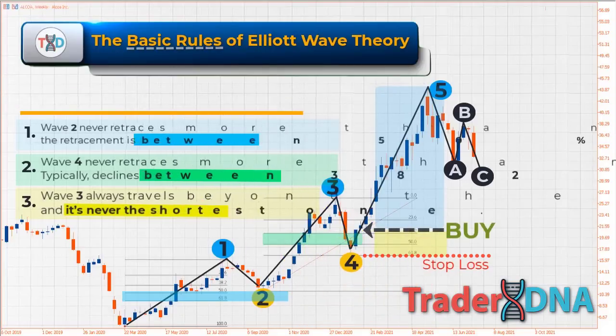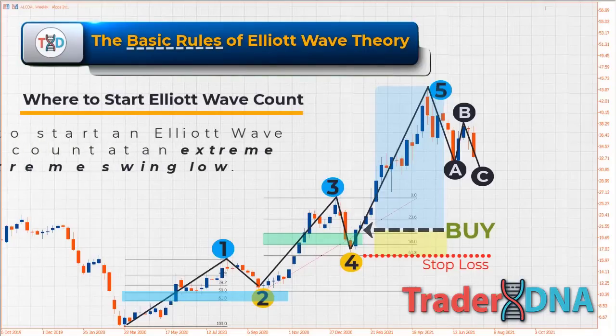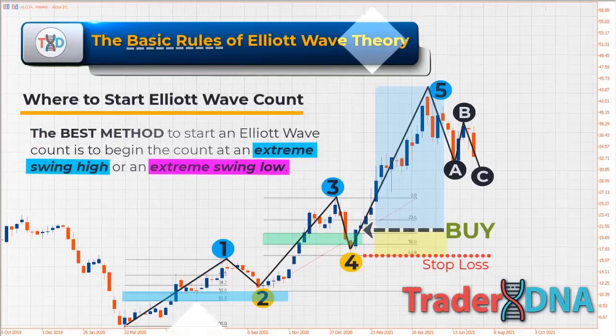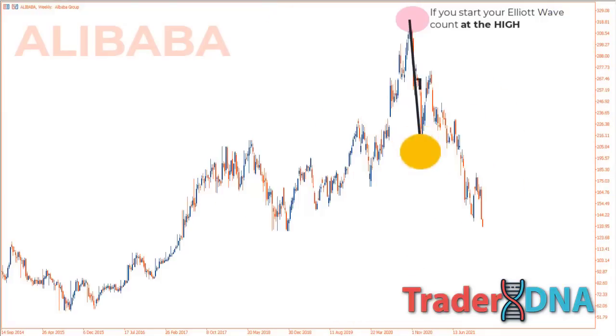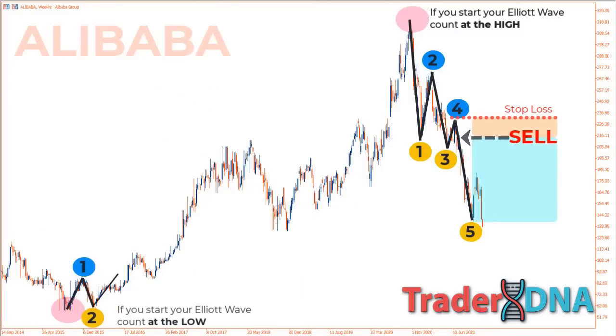And now, where to start the Elliott wave count? There are different methods traders can use to start an Elliott wave count. However, the best method is to begin the count at an extreme swing high or an extreme swing low. So, if you start your Elliott wave count at the high, you're basically identifying the movement to the downside. Conversely, if you start the count at the low, you're identifying the movement to the upside.